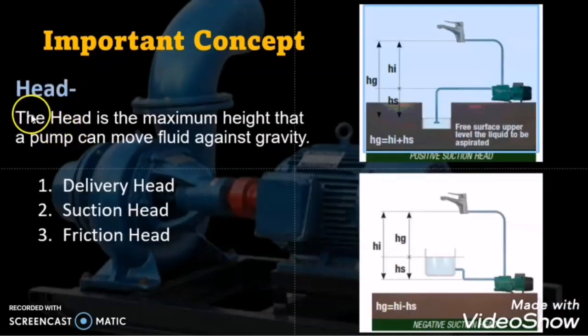The other most important concept in order to understand the pump size calculation is head. What is head? Head is the maximum height that the pump can move the fluid against gravity. There are 3 types of head: delivery head, suction head and friction head. We will discuss each of them one by one.